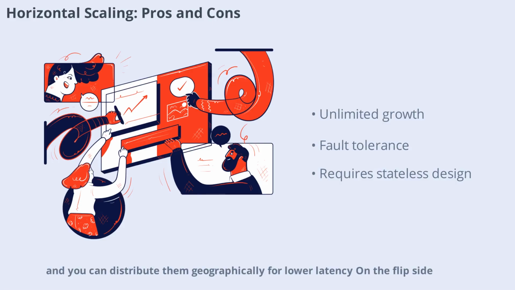On the flip side, distributed systems are harder to build and maintain. Keeping data consistent across servers is challenging, and network overhead can add latency. Stateless application design is usually required, which may mean architectural changes.